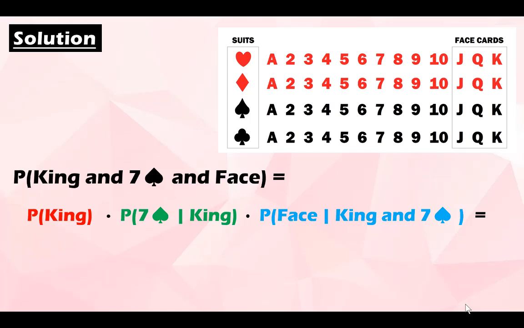So the probability of drawing a king is pretty straightforward because it's not a conditional probability. There are 4 kings in the deck out of the 52 total cards, so the probability of drawing a king is 4 out of 52.